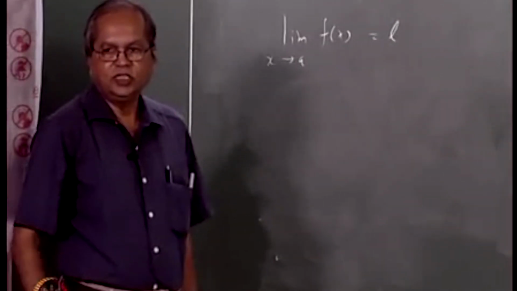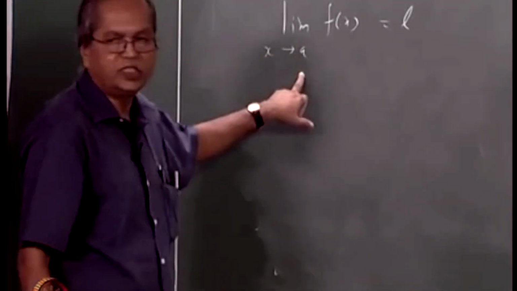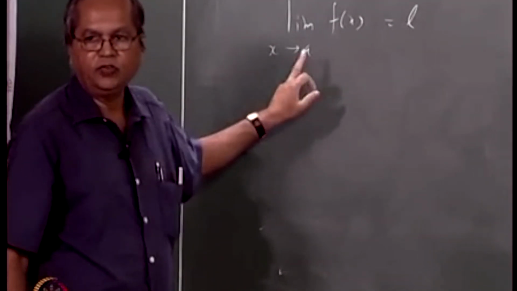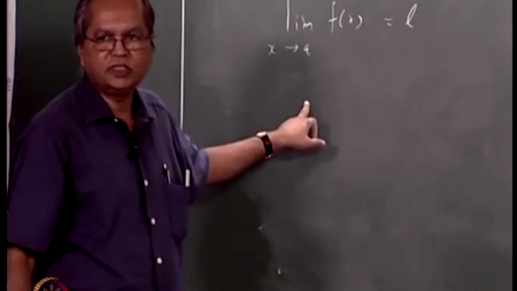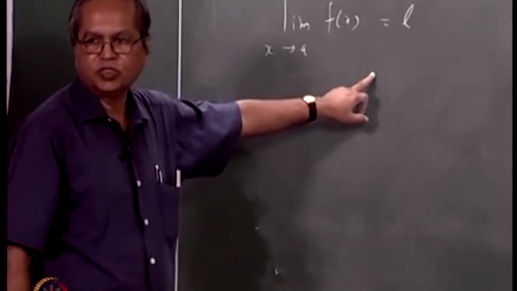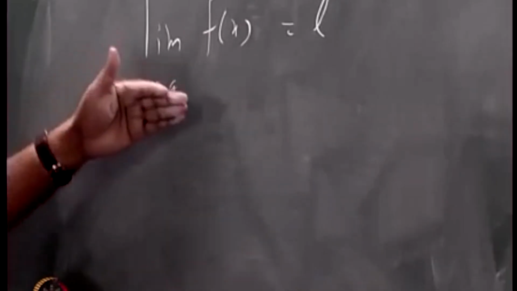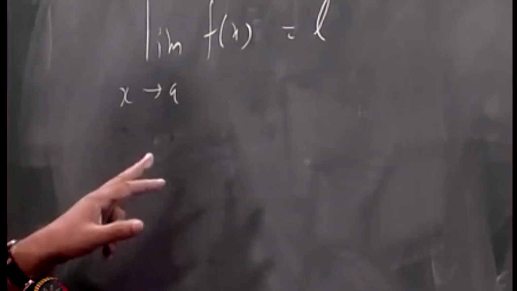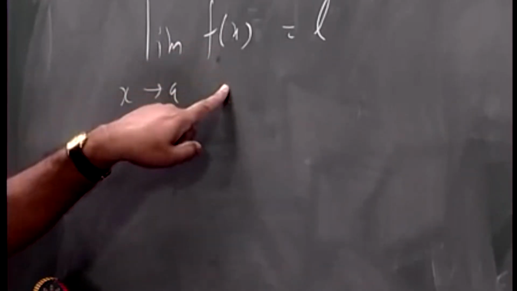We have already seen that this is equivalent to saying that if you take any sequence xn converging to a, then f of xn must converge to L. Suppose I apply this concept to derivatives. Suppose f is differentiable at x.